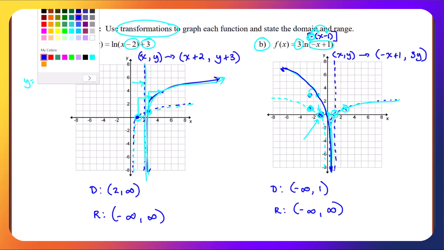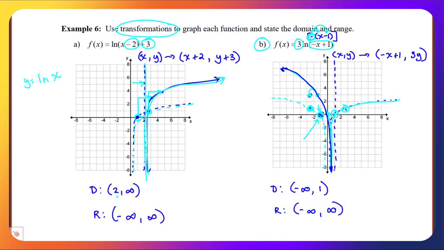The domain, from left to right, for this one is 2 to infinity. For this one, negative infinity to 1, bottom to top. Pretty boring.